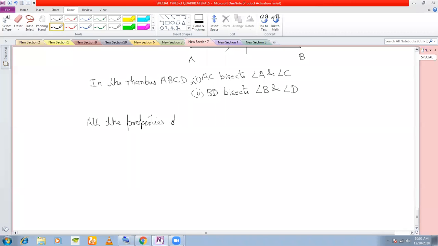All the properties of a parallelogram also hold good for a rhombus. Okay, so that is what this is.